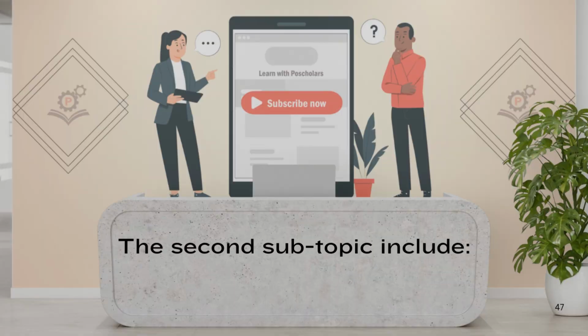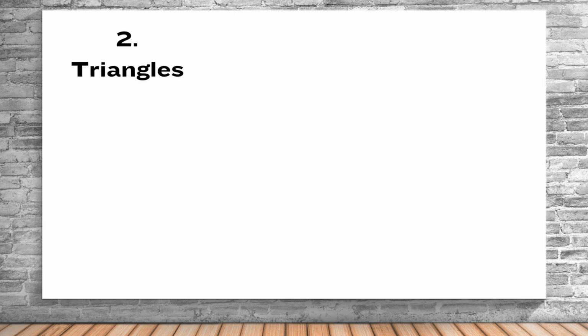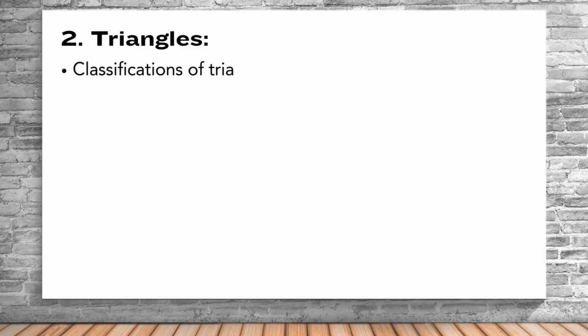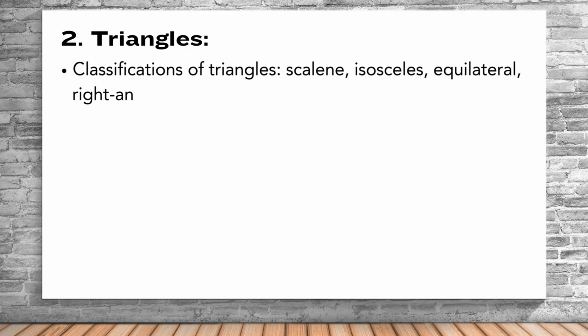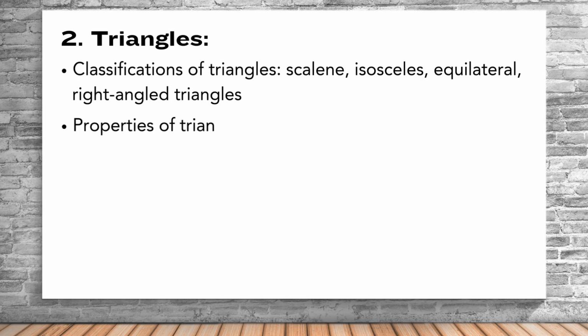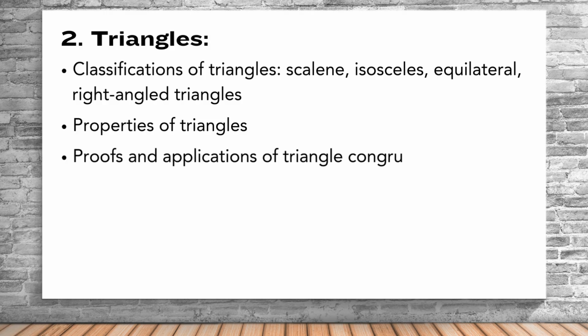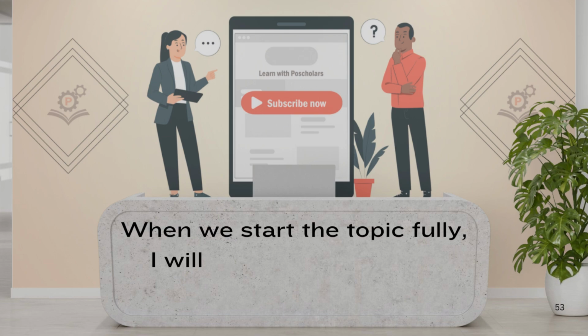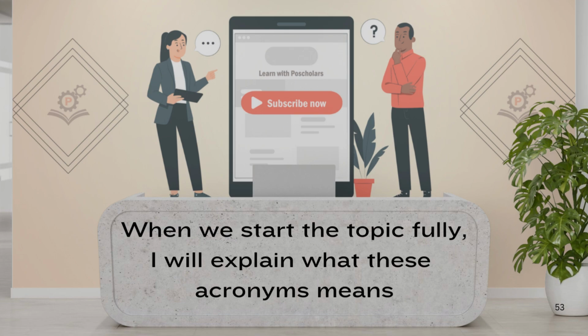The second subtopic includes triangles, and under this we have classification of triangles. This includes scalene, isosceles, equilateral and right angle triangle. Next, properties of triangles. Next, proofs and applications of triangle congruency, which include SSS, SAS, ASA, RHS. When we start the topic fully, I will explain what these acronyms mean.